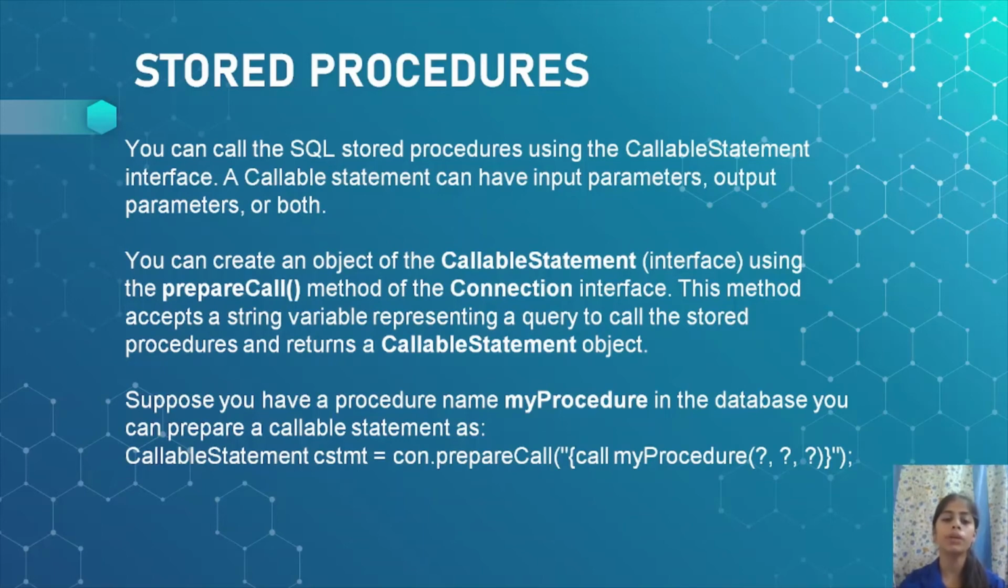Suppose we have to call the myName procedure in the database. We can prepare a CallableStatement as CallableStatement cstmt = con.prepareCall, and then we can pass the parameters to the prepareCall method.